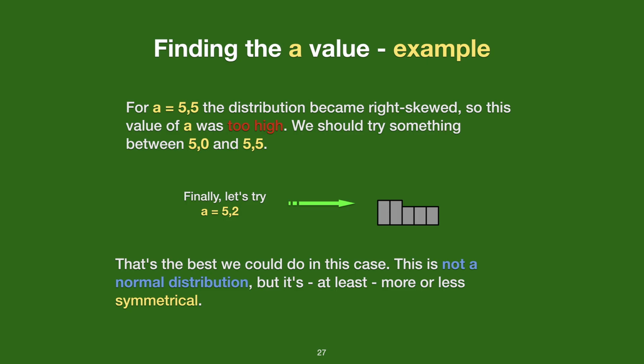And now we get the verdict. For a equals 5.5, the distribution becomes right skewed, which means this value is too high. So the correct value should lie somewhere between 5.0 and 5.5. The final trial shown on the slide is a equals 5.2, and the conclusion is nicely realistic. The result is not perfectly normal, but it is at least roughly symmetrical, which is the best achievable outcome here.